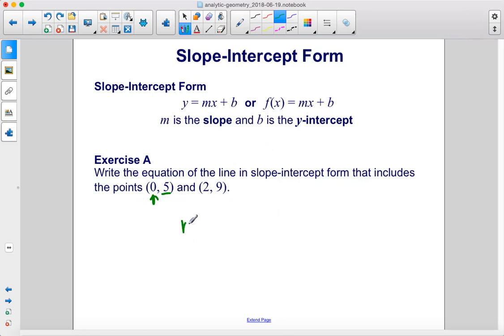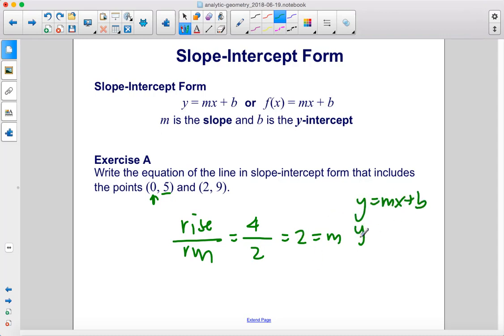So rise over run. Our y value goes from 5 to 9, which means it has a rise of +4. Our x value goes from 0 to 2, which means it has a run of +2. So the slope, which equals m, equals 2. So y equals mx plus b, y equals 2x plus 5.